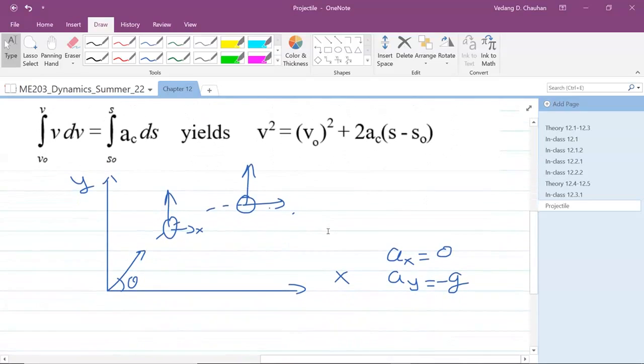Now we can apply this concept to projectile motion, which is two-dimensional motion. As we can see here, the particle, for example this ball, is launched with some initial velocity and angle from point A, and then it travels in free flight and lands at some distance from the point of launch. For that, we need to apply these equations.